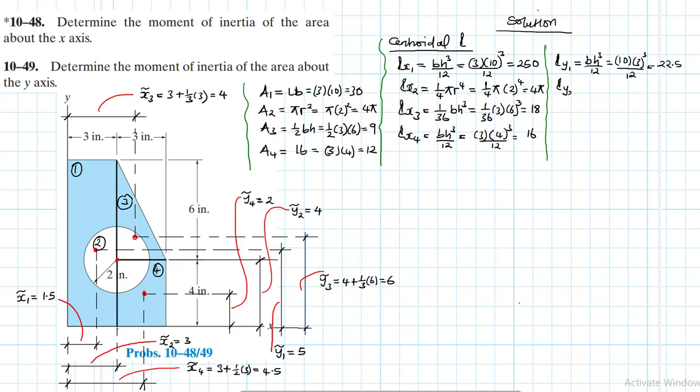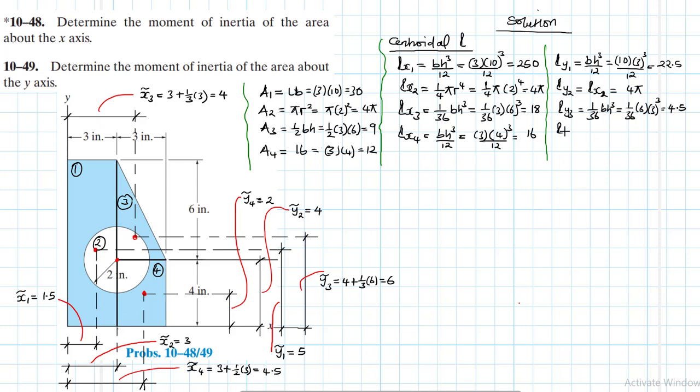The moment of inertia of shape number 2, which is a circle, is equal to the moment of inertia about the x-axis, which is just equal to 4 pi. Alright, and then we have moment of inertia for shape number 3, which is a triangle. So it's 1 over 36 hb cubed. b in our case becomes 6, h is 3. When we do the calculation, 3 cubed by 6 divided by 36, we have 4.5.